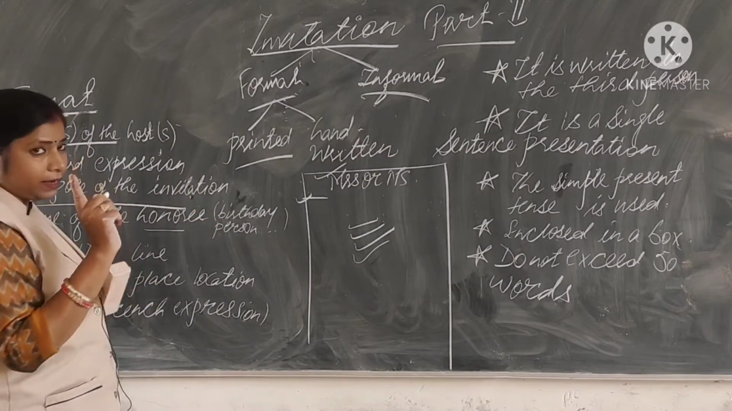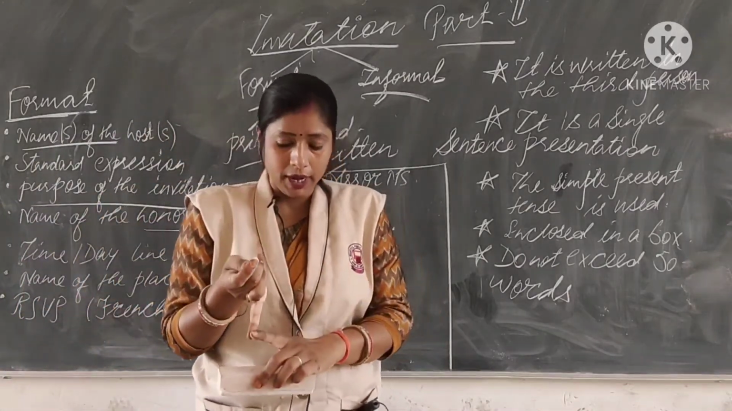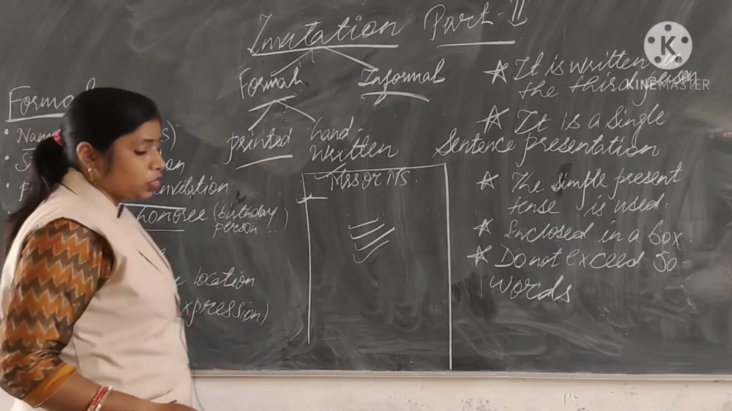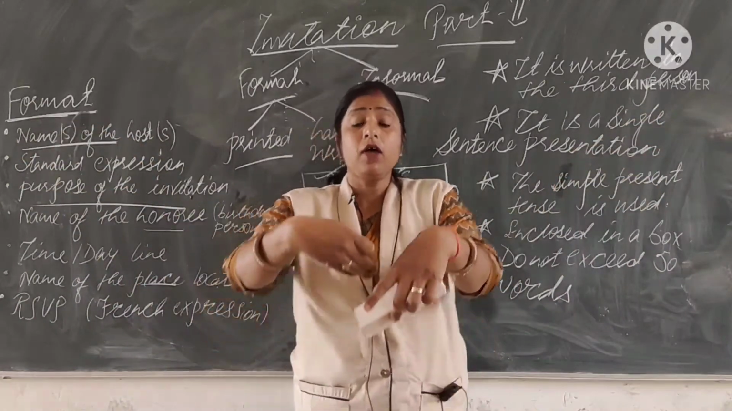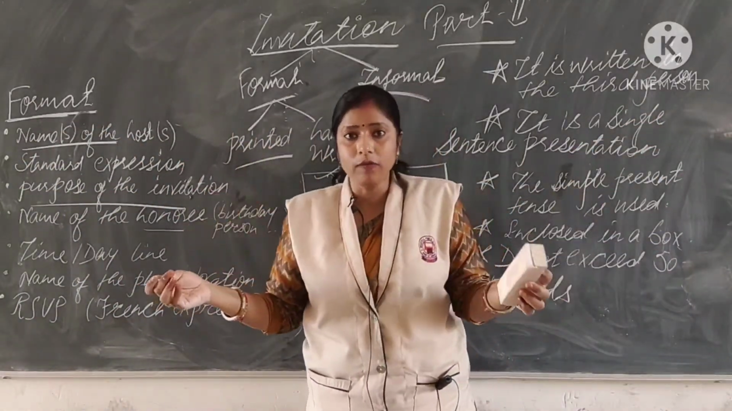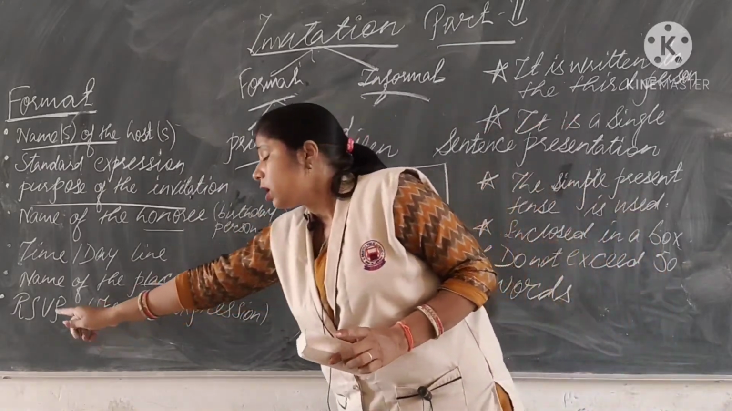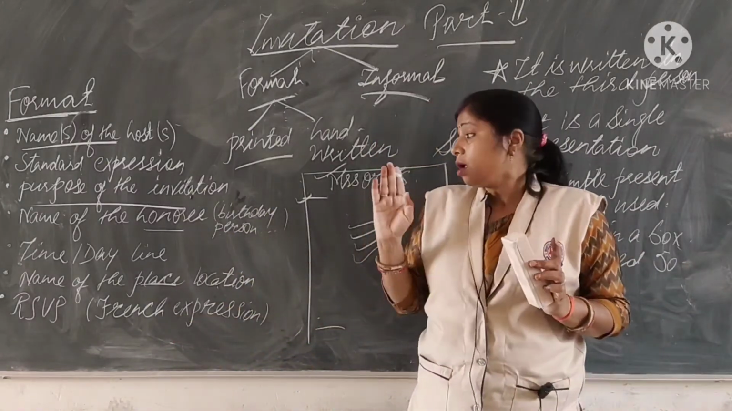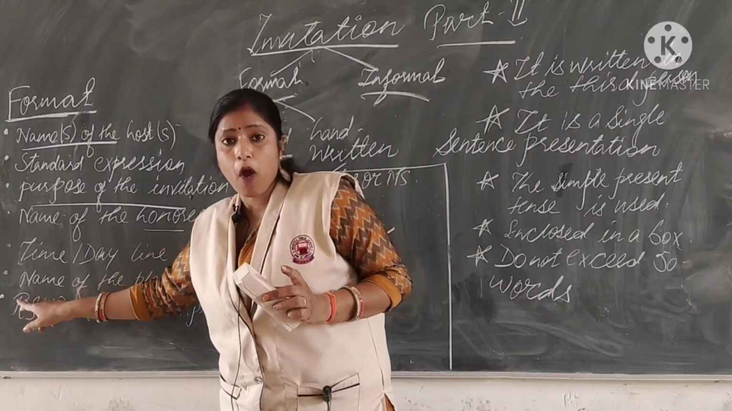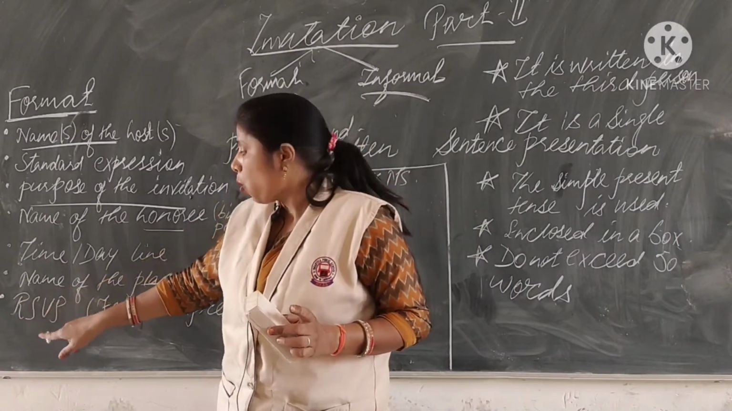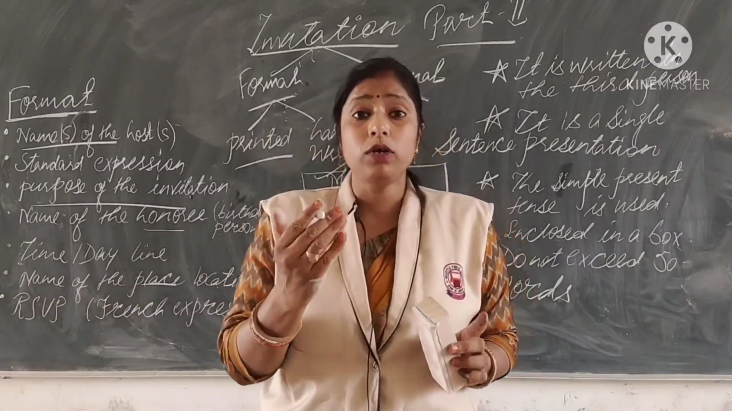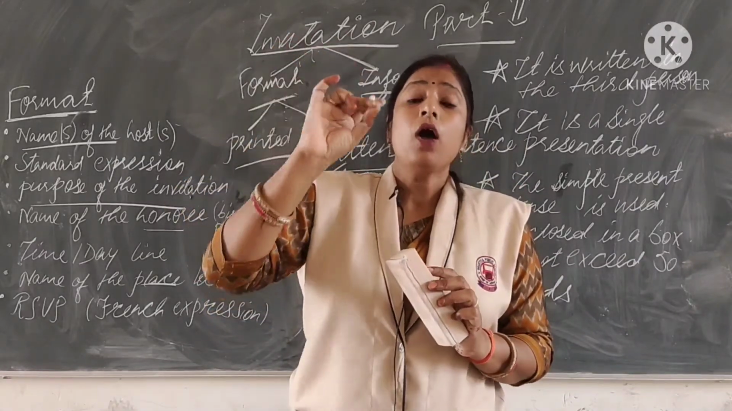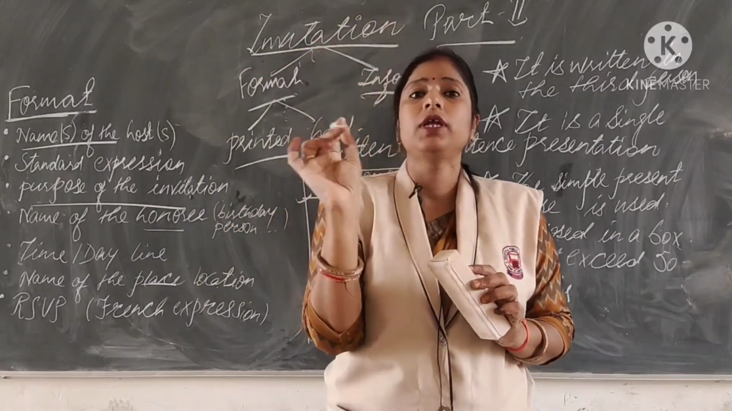Then we have to write down the timeline. We have to mention date, day and time. The name of the place, location, wherever you are hosting that party or function, we have to mention that address. And at last we will use RSVP this way. RSVP is a French expression, répondez s'il vous plaît. It means respond if you please. So if you would like to send the reply, then you will send it on the address mentioned in the RSVP.